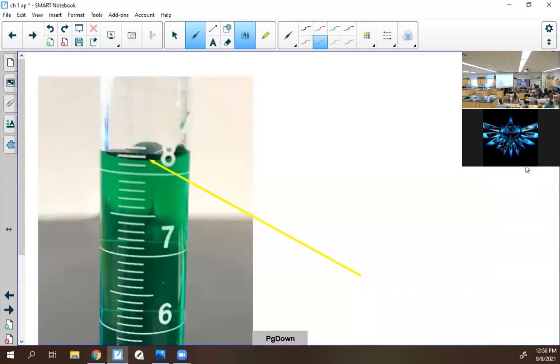Okay, now, last one. This one is kind of weird looking. That picture's not the best picture ever. This is the 8 right here. This is the 7. This is 8.1, 8.2, 8.3.